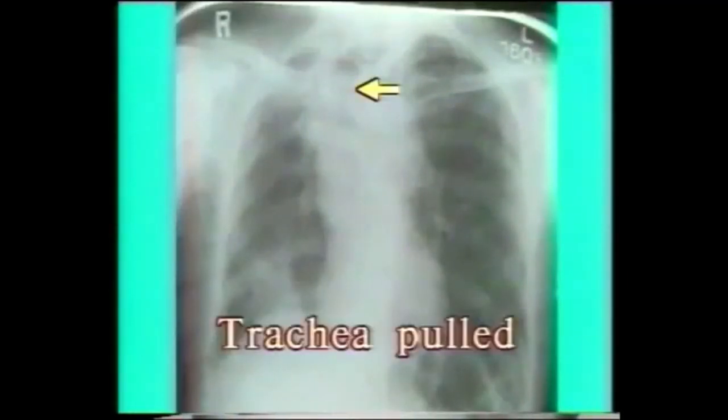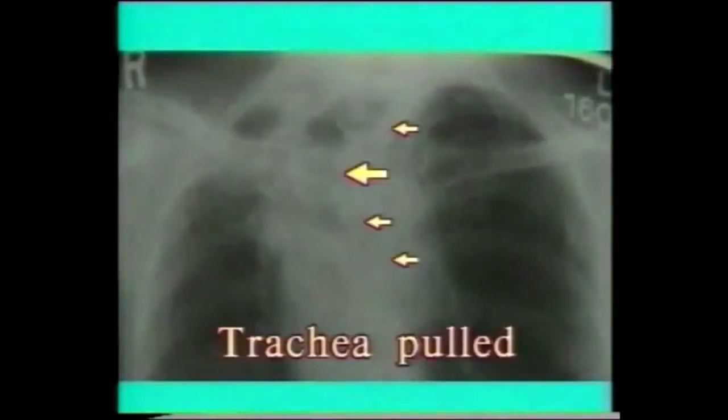This X-ray shows fibrosis in the right upper lobe. Now we will see the shadow of the trachea and see how it is pulled towards the lesion. Fibrosis in the lung tissue causes a contraction and reduction in the size of the affected lobe and pulls the neighboring structures towards it. Here we see that the upper mediastinum is pulled.